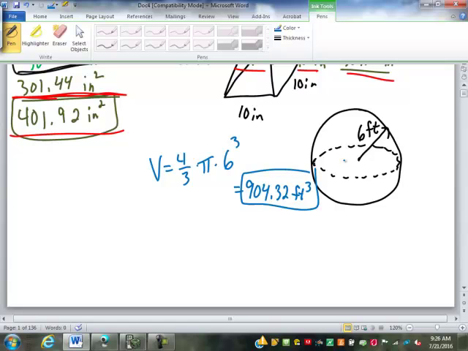Surface area is 4 times pi times radius squared, otherwise known as 452.16 feet squared.